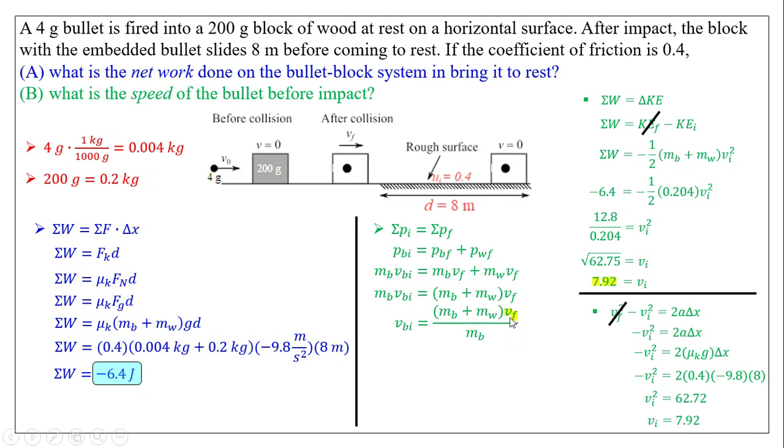All right, but now that I found what VF is, the initial velocity for the second segment is my final velocity for the first collision segment. So I know everything. I'm just going to plug in here the mass of the bullet and mass of the wooden block, which is just 0.204. And then VF here is 7.92 because I just found that. And then the mass of the bullet is 0.004 kilograms. So if you simplify all this on your calculator, you should get a value of about 404 meters per second. Okay?